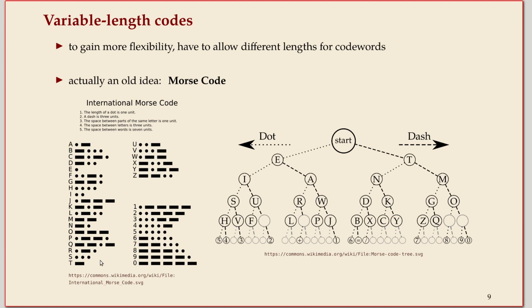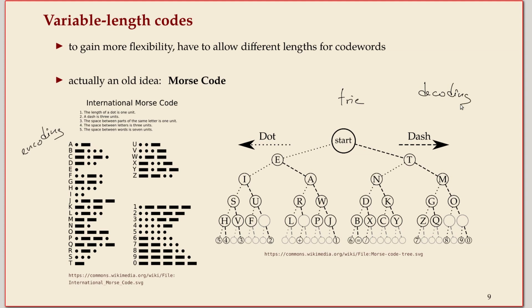If you want to decode, if you send a sequence of shorts and longs, you would rather like to use this trie style dictionary. So this is for encoding, and this really is for decoding.